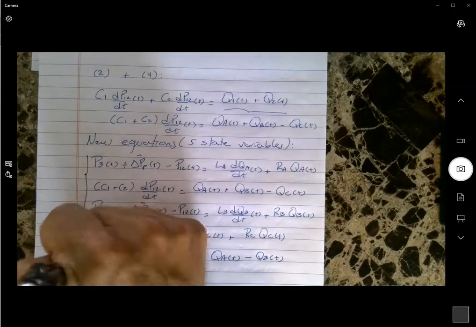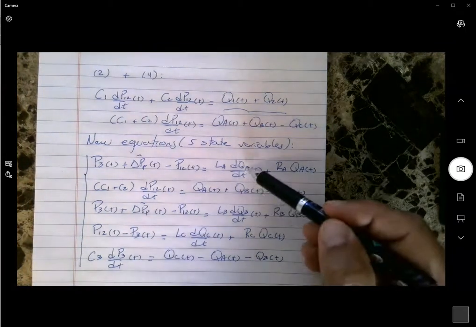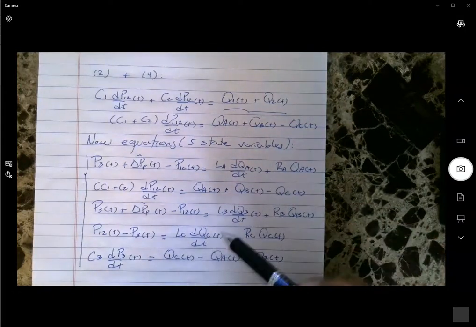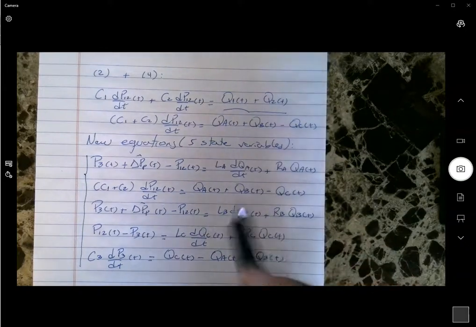So now we only have five equations, and if we count the number of unknowns or state variables, again we have QA, QB, and QC, and they repeat in every single one of these equations.